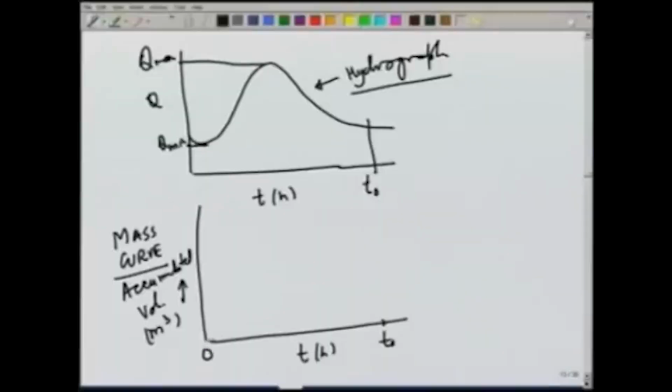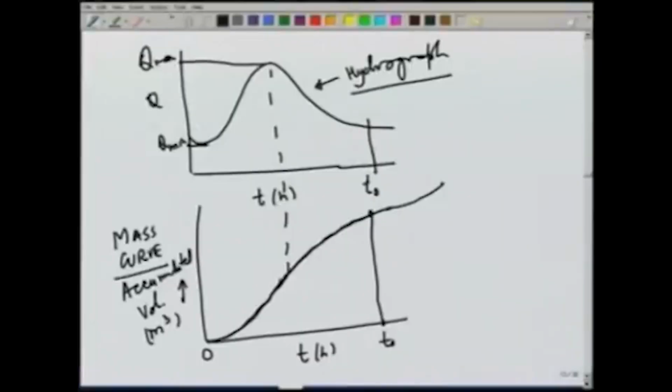So, at time t equal to 0, the cumulative volume will be 0, and then as water starts coming in the river, the cumulative volume will be increasing. It will be increasing at a fast rate till the peak, and then the rate of increase will become slower as the discharge decreases. So, we get a curve which is concave, then convex, then again it may become concave here, which tells us the average rate of flow by taking the slope of this line.